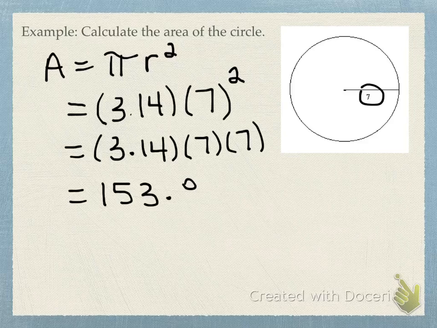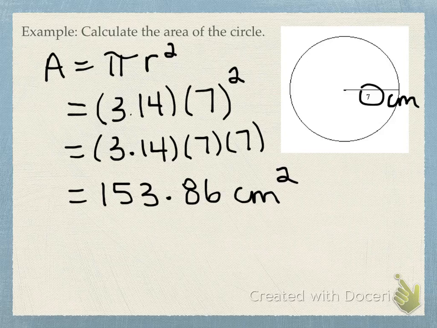153.86. We would need a unit. This one seems to be missing, so if I put in centimeters here, this would be centimeters, and because it's an area, would be centimeters squared. So the area of this particular circle is 153.86 centimeters squared.